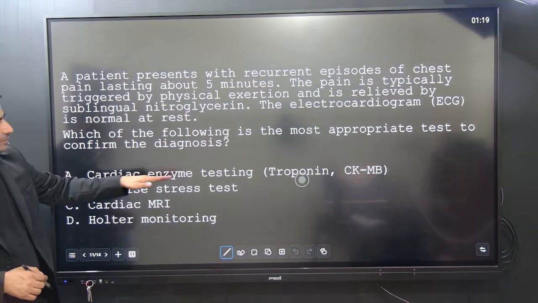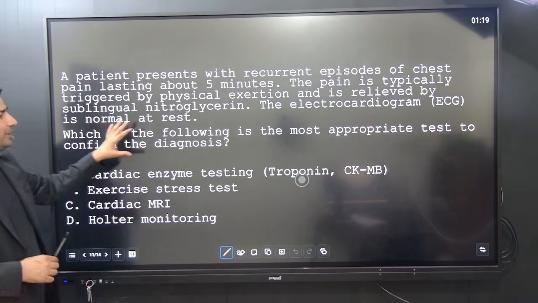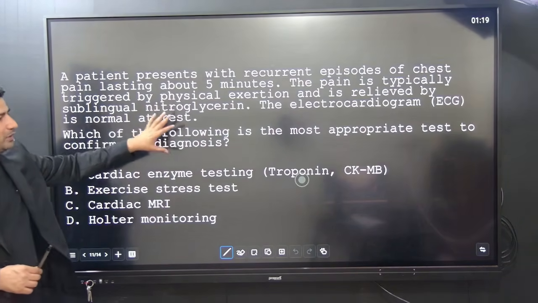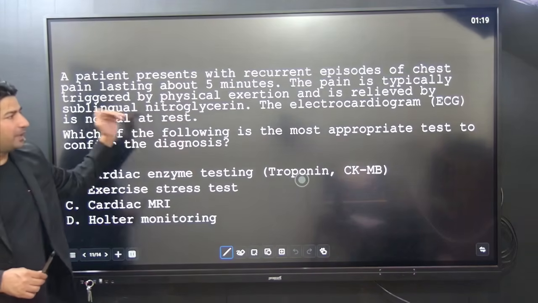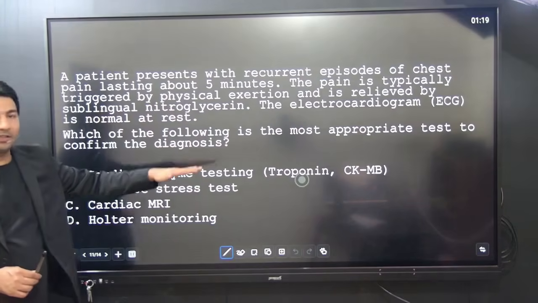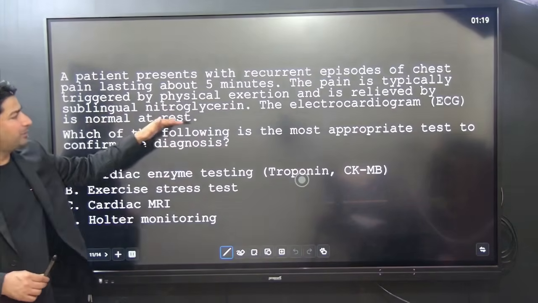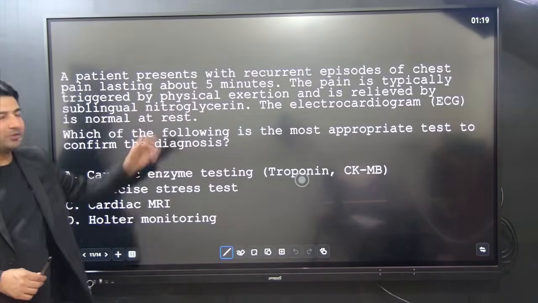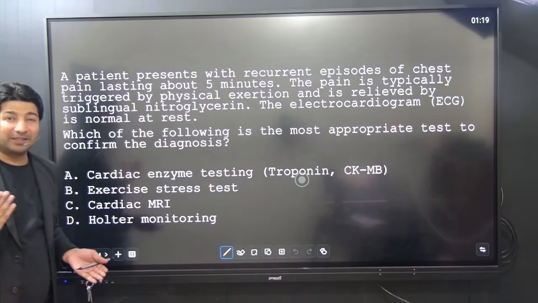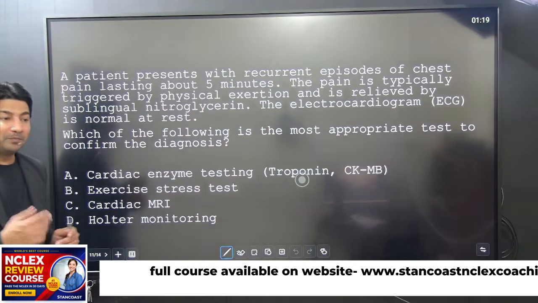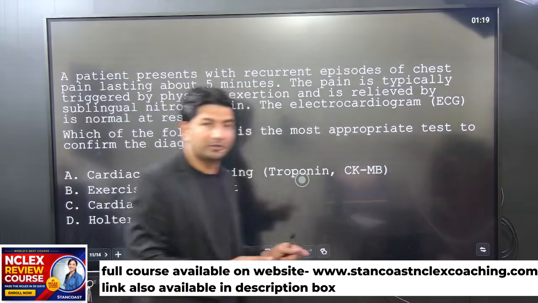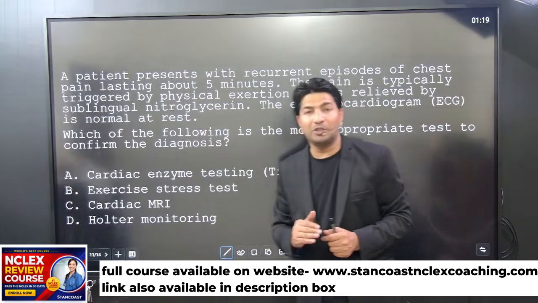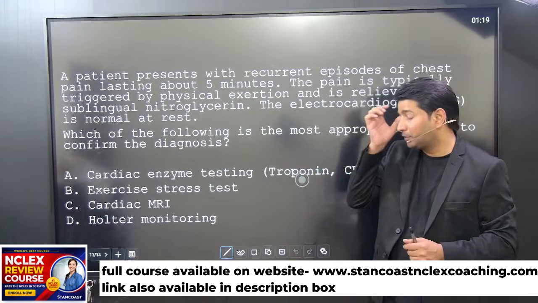Cardiac enzyme testing. In this case, all these symptoms are indicative of stable angina because they are predictable, meaning pain occurred during exercise and was relieved by rest. Furthermore, whenever the patient had pain, we gave nitroglycerin and the pain subsided. This means that the pattern of the pain is predictable. Since it's predictable, this is a case of stable angina pectoris. So we need to look at angina pectoris, specifically checking for the stable type.